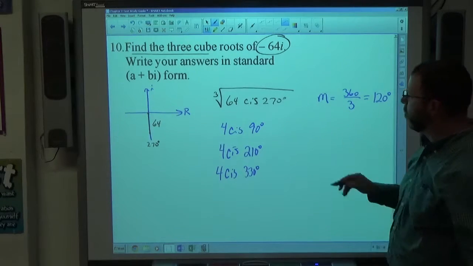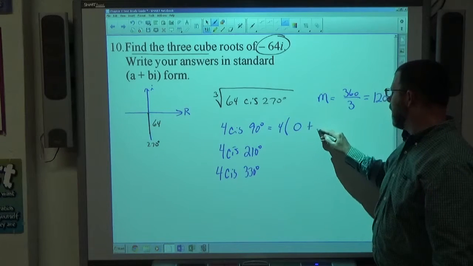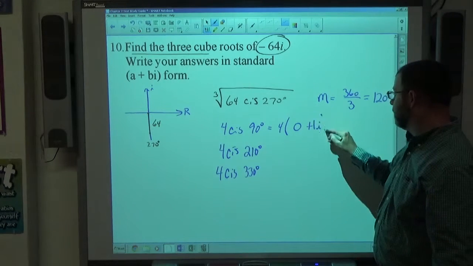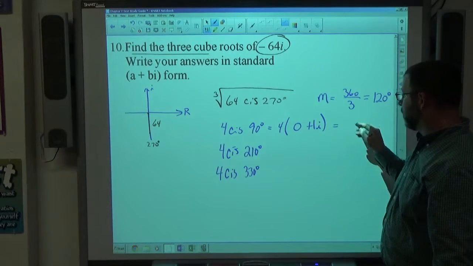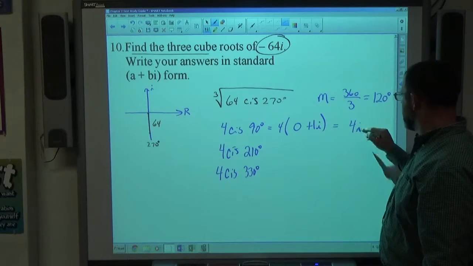If we want to go to standard form, that means 4 times cosine of 90, which is 0, plus i sine of 90, which is 1i. 0 times 4 is 0. 4 times 1i is 4i. So that's one of the answers.